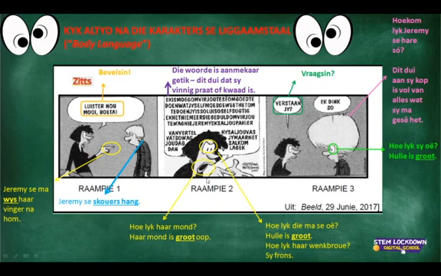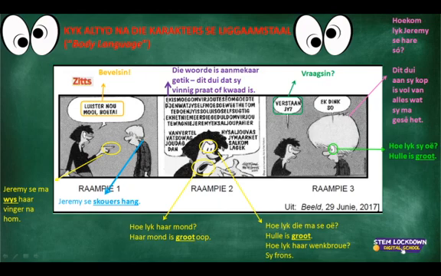Kom ons kyk eers na die ma. Let's first have a look at the mom. Sy wys nog steeds haar vinger na Jeremy. She's still pointing her finger at Jeremy. Hoe lyk haar oë? How does her eyes look? Kom ons kyk. Hoe lyk die ma se oë? Hulle is groot. They are big. En hoe lyk haar wenkbroue? That is eyebrows. A good word to know, wenkbroue. Hoe lyk haar wenkbroue? Goed, sy frons. She is frowning. Hoe lyk haar mond? How does her mouth look? Haar mond is groot oop.